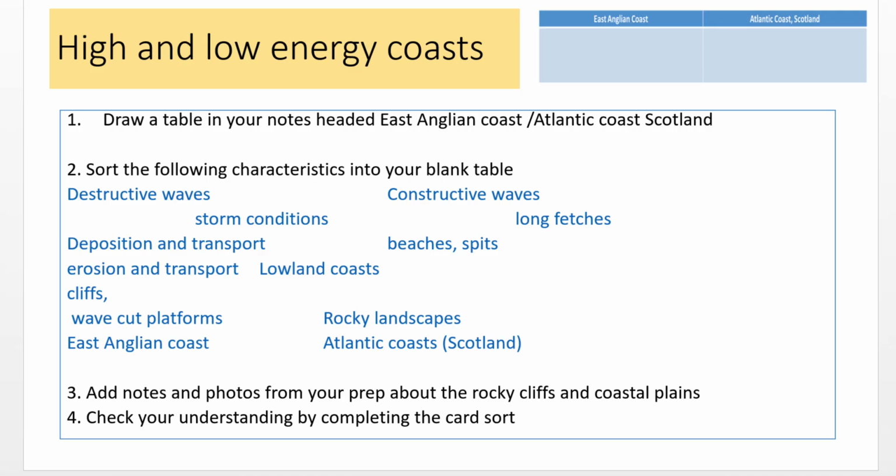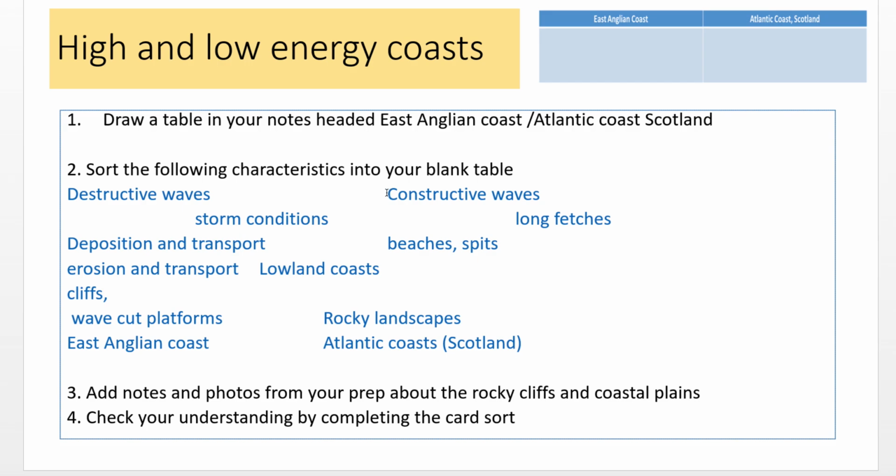So what I want you to do now is draw, either make a little table in your notes of high and low energy coasts, and your example of the high energy coast is obviously the Atlantic coast in Scotland, and your low energy coast here is the East Anglian coast. And then these blue characteristics here, I want you to put them in the right columns, basically, for the type of coastline. That should be fairly straightforward.